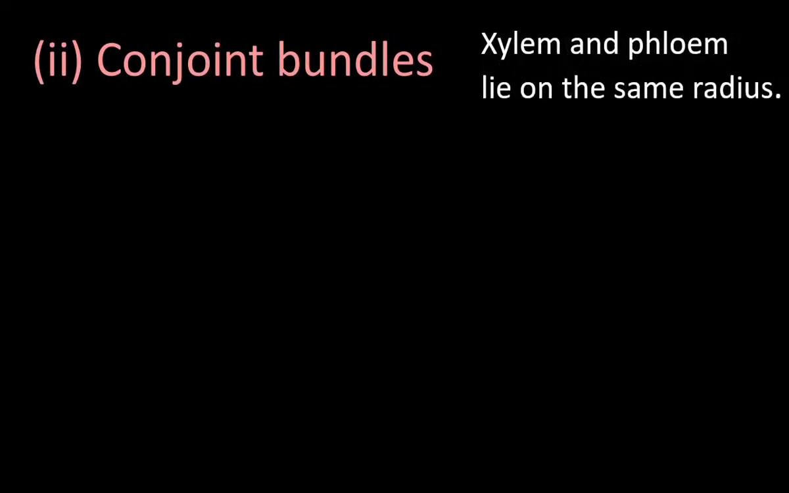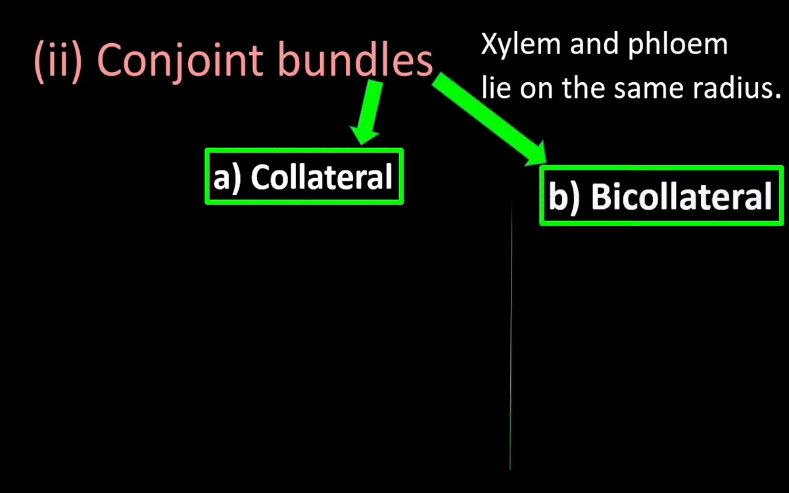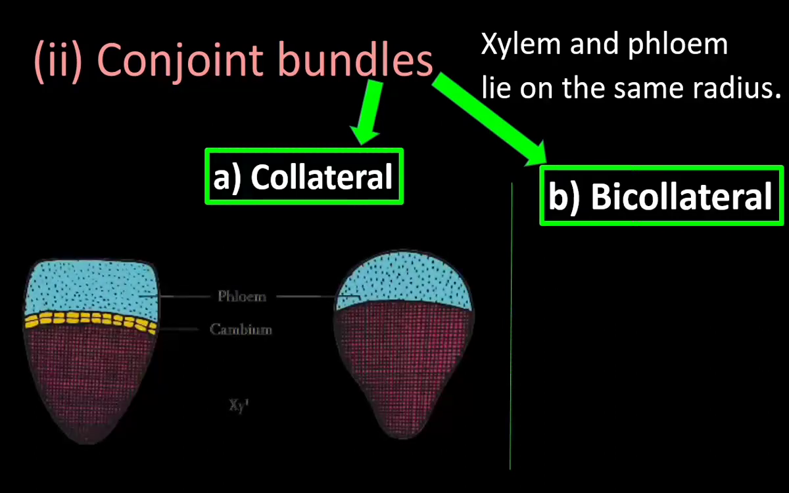In conjoint vascular bundles, the xylem and phloem are lying on the same radius. There are two types of conjoint bundles. They are collateral and bicollateral. Let us see the diagram and learn about the collateral vascular bundle. Here there are two collateral vascular bundles. The brown color area represents xylem and the blue color phloem.